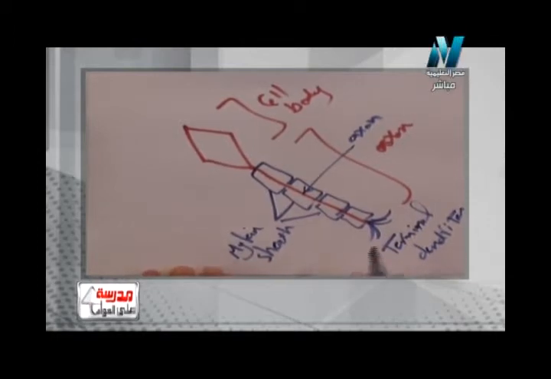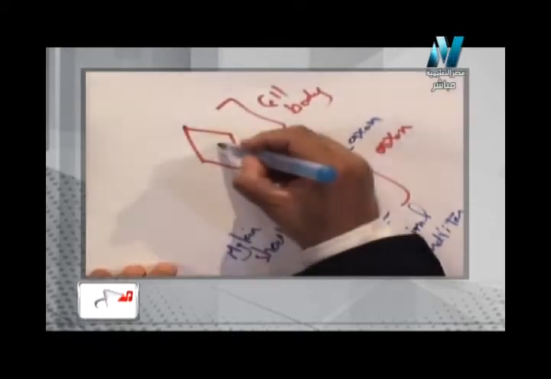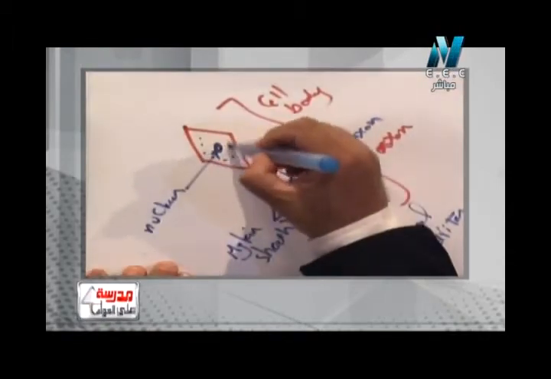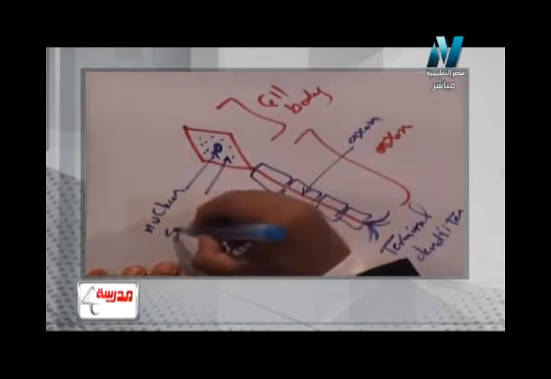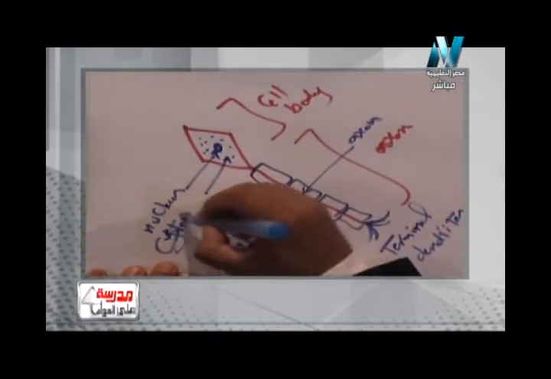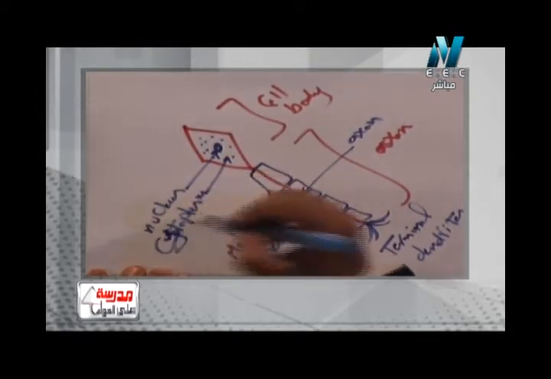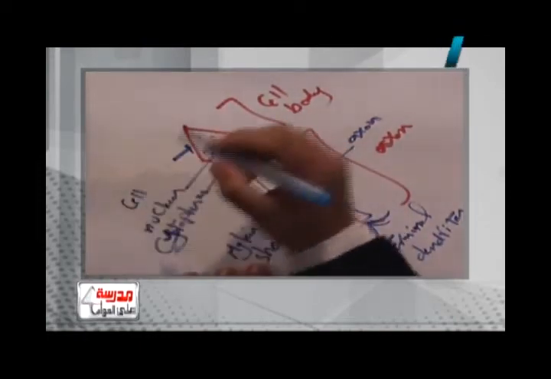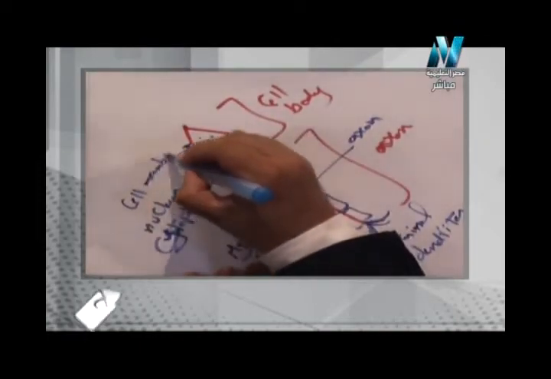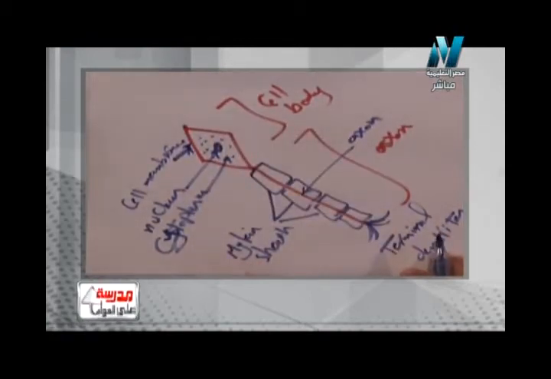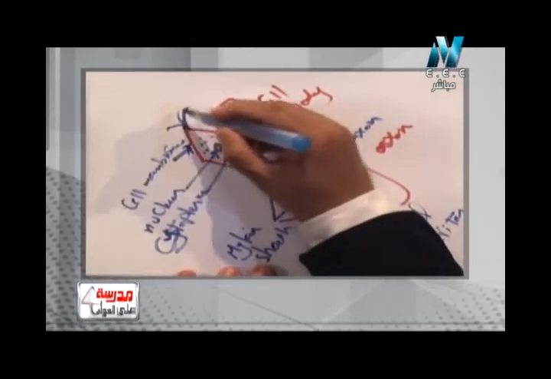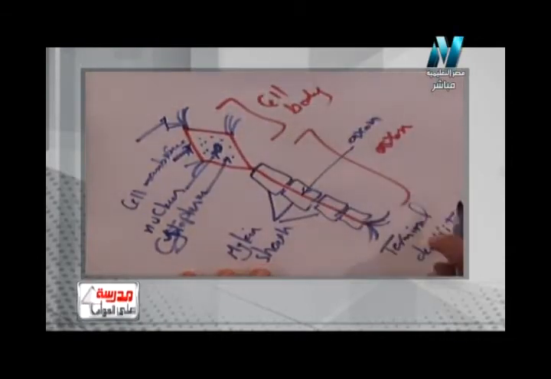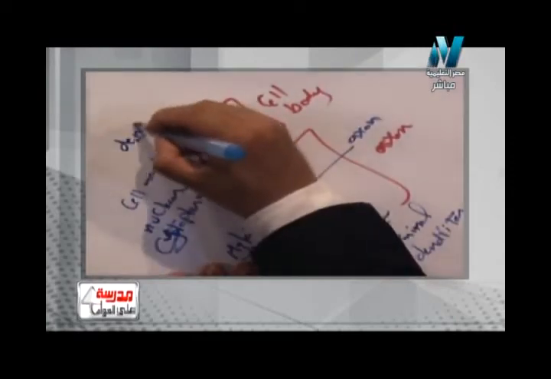Cell body contains, as any cell body زيه زي أي خلية, contains nucleus, and another part which is cytoplasm, and another important part which is cell membrane or plasma membrane, cell membrane, and another important branches which is called dendrites. Another branches which is called dendrites.